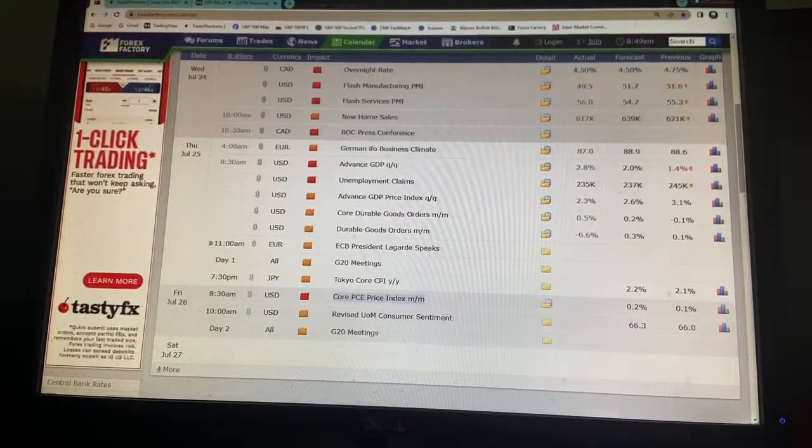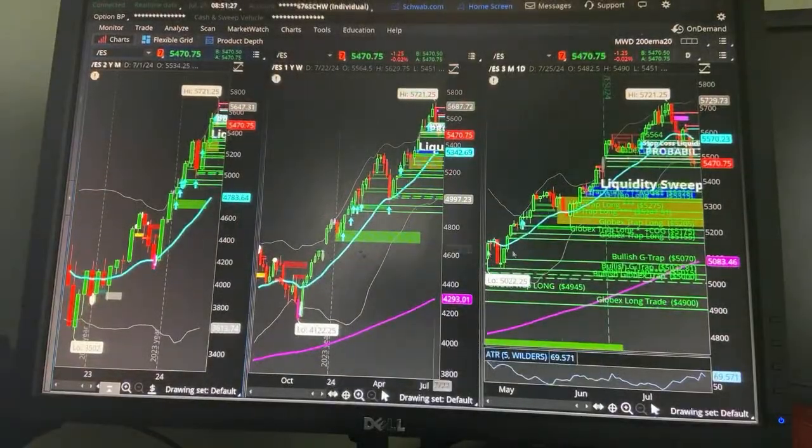All right. So as mentioned, I'm going to start with Thinkorswim here: monthly, weekly, daily. Okay, monthly, weekly, daily. This is Thinkorswim. Okay, top-down approach.